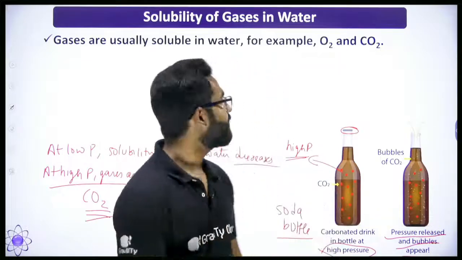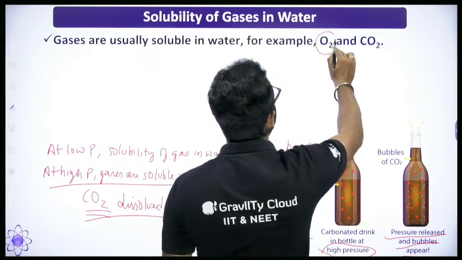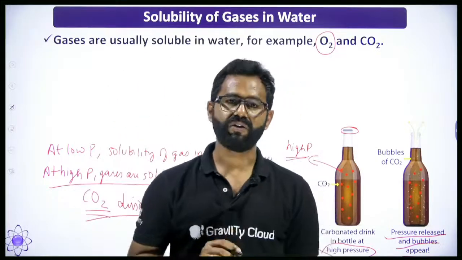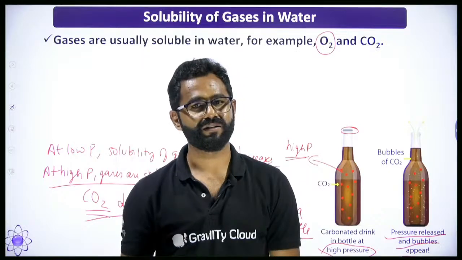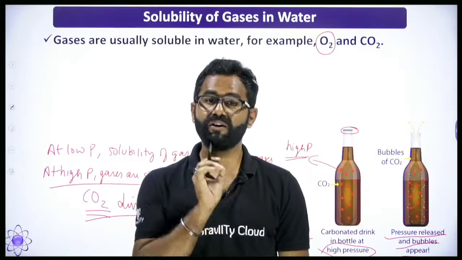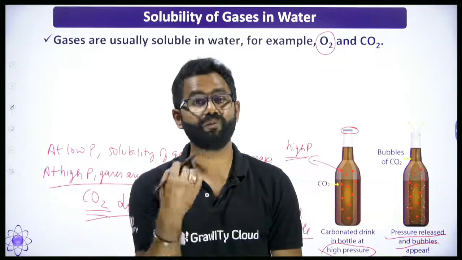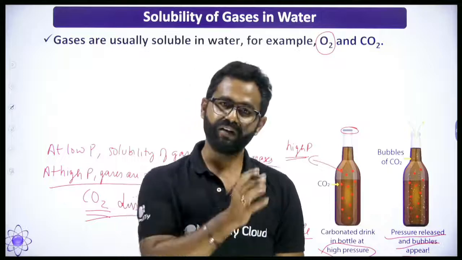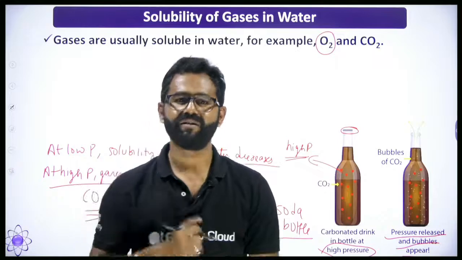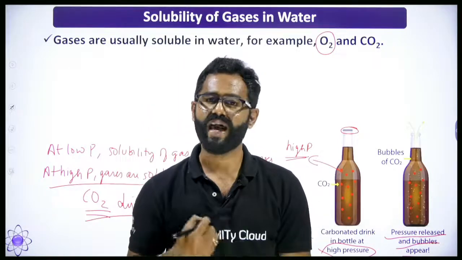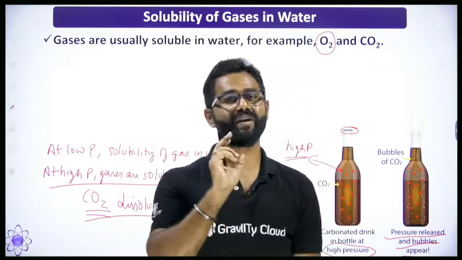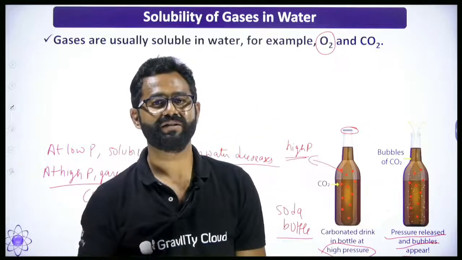Because the oxygen gas is soluble in water. O2 is soluble in water. So in the water, the oxygen is already dissolved, right? Because of the presence of dissolved oxygen in the water, the fish can survive. They can take the oxygen from the water. Similarly, sharks, whales, dolphins, crabs can also take the oxygen from the water because it is dissolved in the water, right?